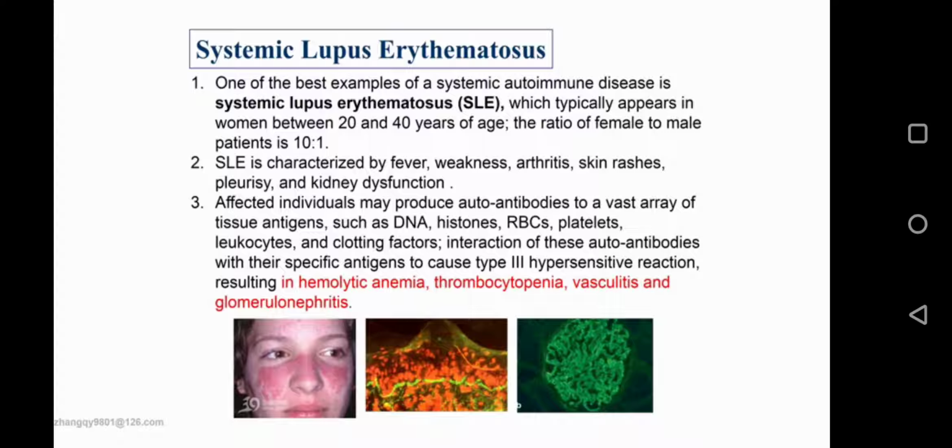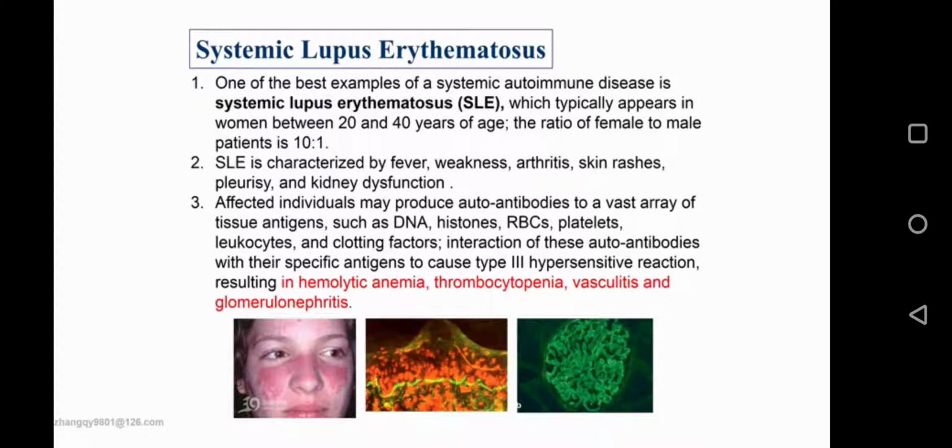One is called systemic lupus erythematosus, or SLE. It happens at a high ratio in females. SLE presents with fever, weakness, arthritis, and skin rash, and all of these are caused by tissue damage, which is caused by the immune complex. If the immune complex is localized in different diseases, it will result in different clinical effects, right?